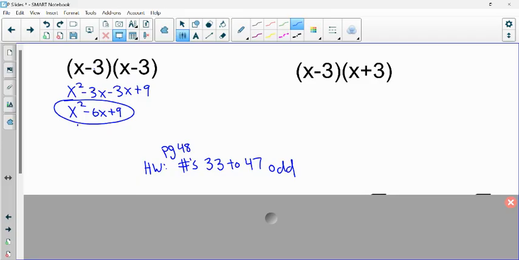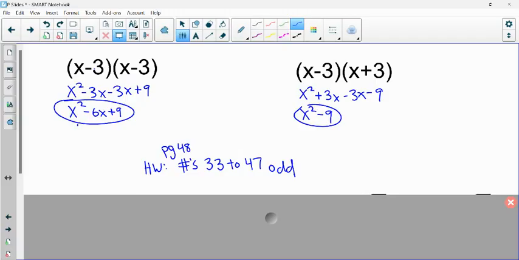When we have opposite signs, what happens though? We have x squared plus 3x, and then our inner part is negative 3x, and we have minus 9. So what happens to those middle terms when we have opposite signs? They cancel out. So we're going to be working with these opposite signs tomorrow for what we call conjugates.